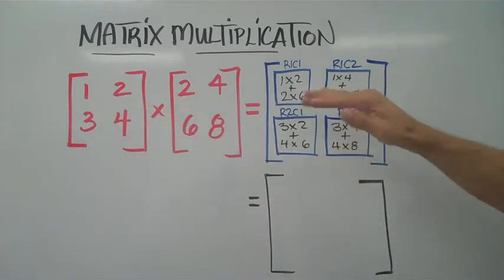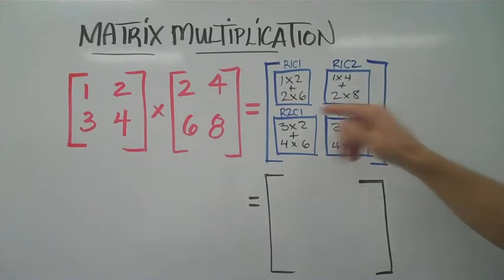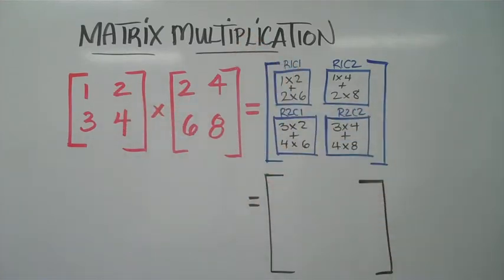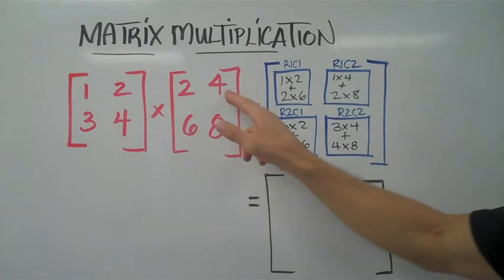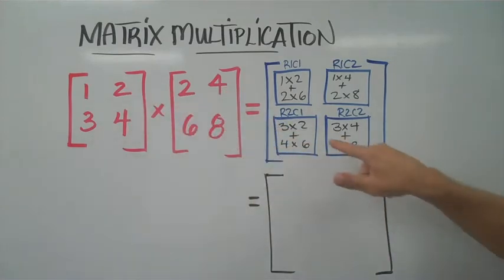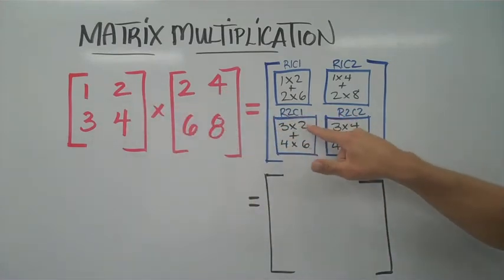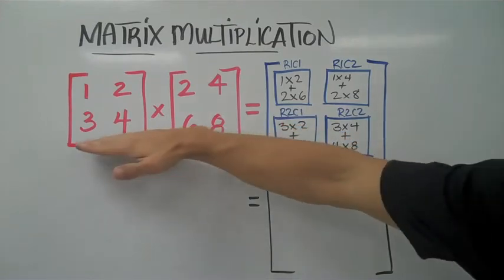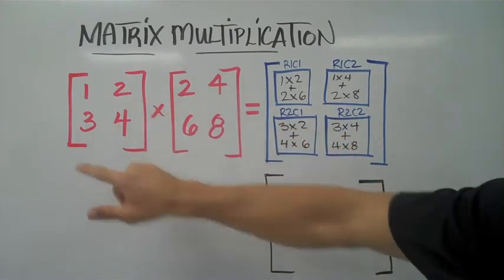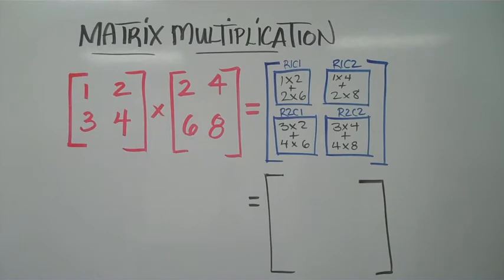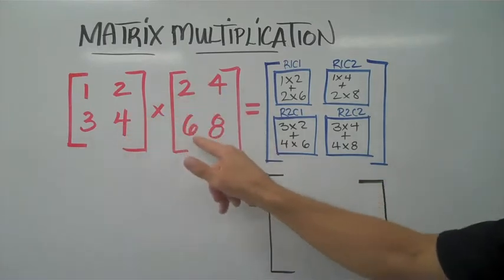Here in the answer, I'm in row 1 and column 2. So take row 1, multiply by column 2. That would be 1 times 4 plus 2 times 8. Here my answer is row 2, column 1. Well, that means I'm going to go to row 2 and column 1. I always take the rows from the first matrix and the column from the second. 3 times 2 plus 4 times 6.